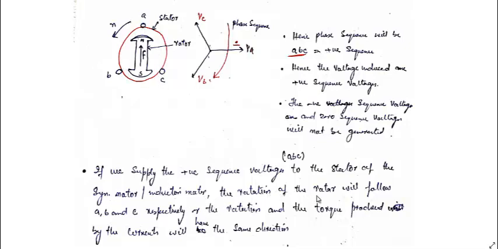So the rotation of the rotor will follow A, B, C respectively, or the rotation of the rotor produced by the currents will have the same direction. So what does this mean? The rotation and the torque produced by the rotating magnetic field will have the same direction. So this rotor will be rotated by the torque which is produced by the rotating magnetic field. So in that case, we can say that this is a positive sequence voltage.